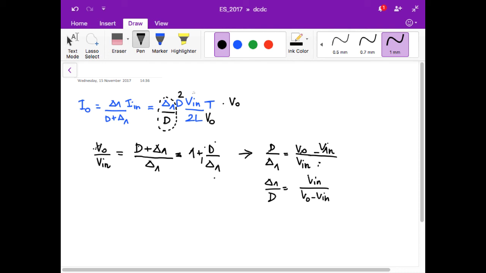And this other expression can remain here, and that's it. Okay, let me copy everything. I can substitute this expression with this one. I have V in over VO minus V in, this quantity, times D square times V in over VO times T VO over 2L.